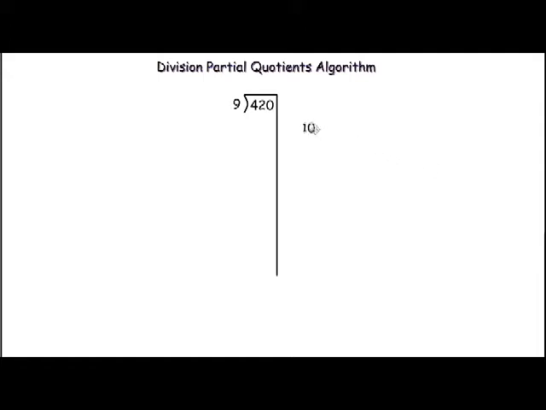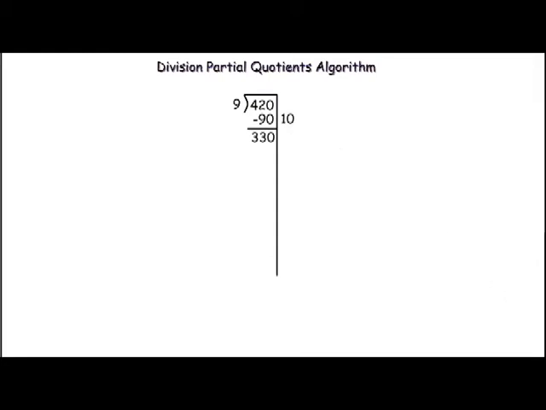10 times. So we're going to write 10 over here on the right. And so 9 times 10 is 90. So what we're going to do is subtract 90 from that 420. And that will give us 330. So the 330 is what's remaining, and 10 is part of our quotient.